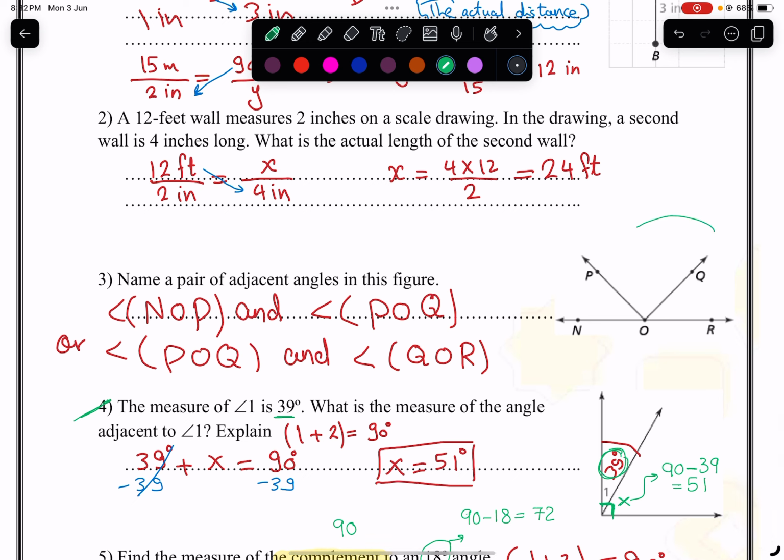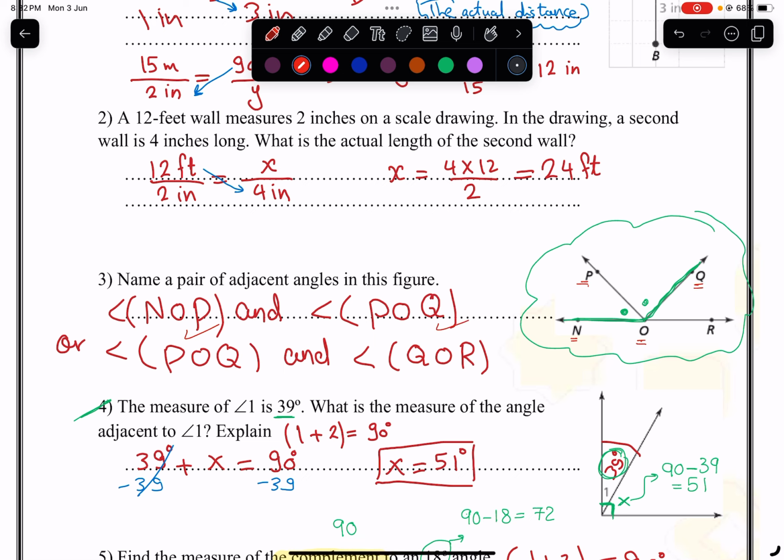If I give you a graph like that, and I ask you to find the adjacent angle, what is the adjacent angle? This angle and this angle, look, it's adjacent. If I ask you to name it, you can say NOP. That's the first angle. Second angle, POQ. That's the second angle.